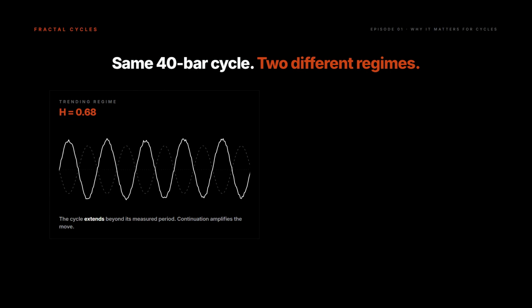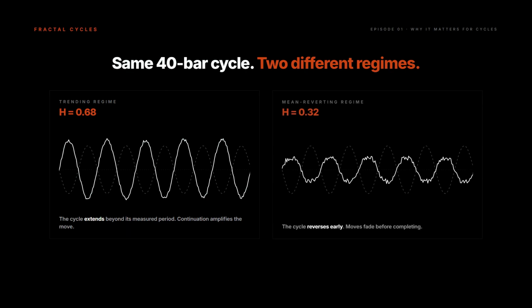A 40-bar cycle inside a trending regime expresses itself completely differently from the same cycle inside a mean-reverting one. Detection gives you the cycle. Hurst gives you the context that tells you how it's likely to behave.